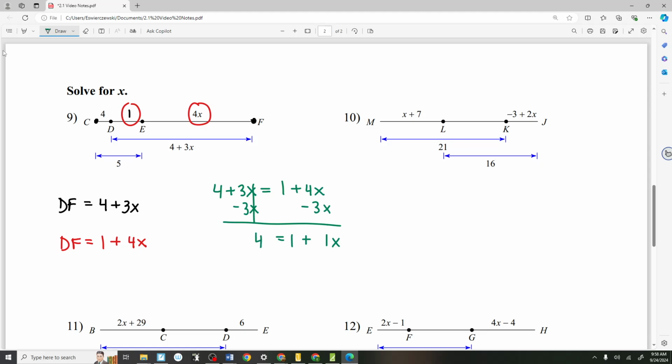Bring the 4 down. Now variables are on the right, so I want to get the numbers on the left. Technically, I don't need this 1 in front of the x. So subtract a 1 from both sides. Cancels. 4 minus 1 is 3. So x equals 3.